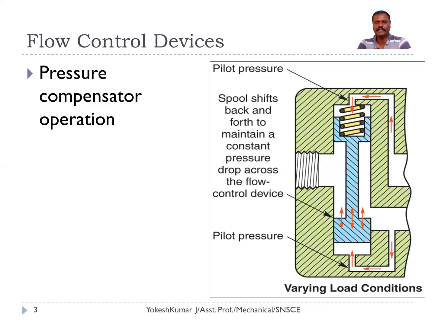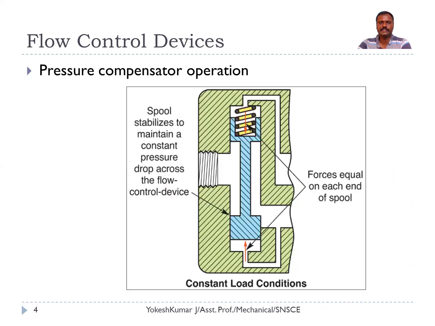At the bottom also we have a pilot pressure. So both pressures sense and decide the opening and closing of the compensator spool. When there is a larger pressure difference, the compensator spool drops down and there will be more opening. When there is a change in pressure, accordingly it will adjust the opening and closing. So we can control the flow rate by the effective change in the pressure.